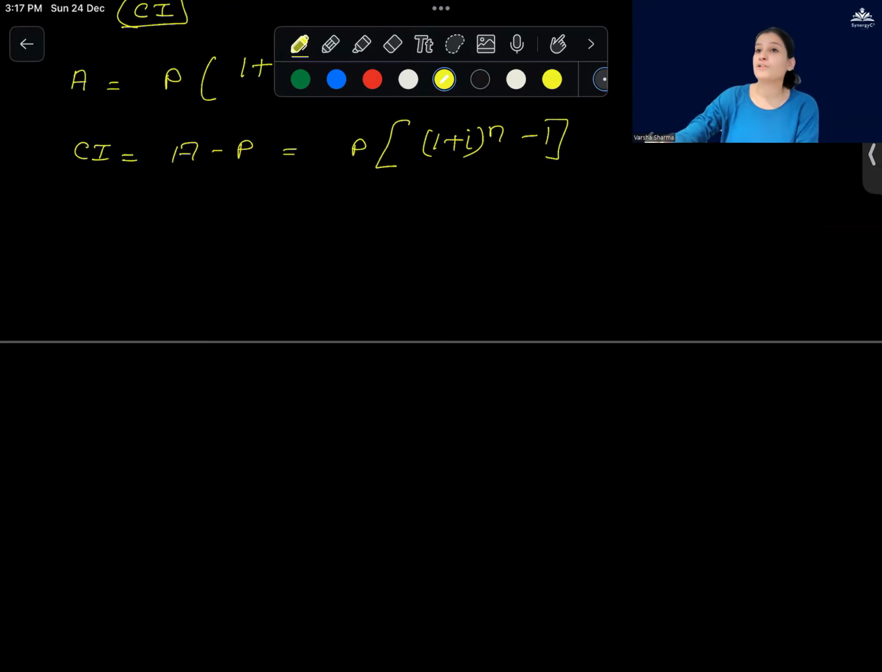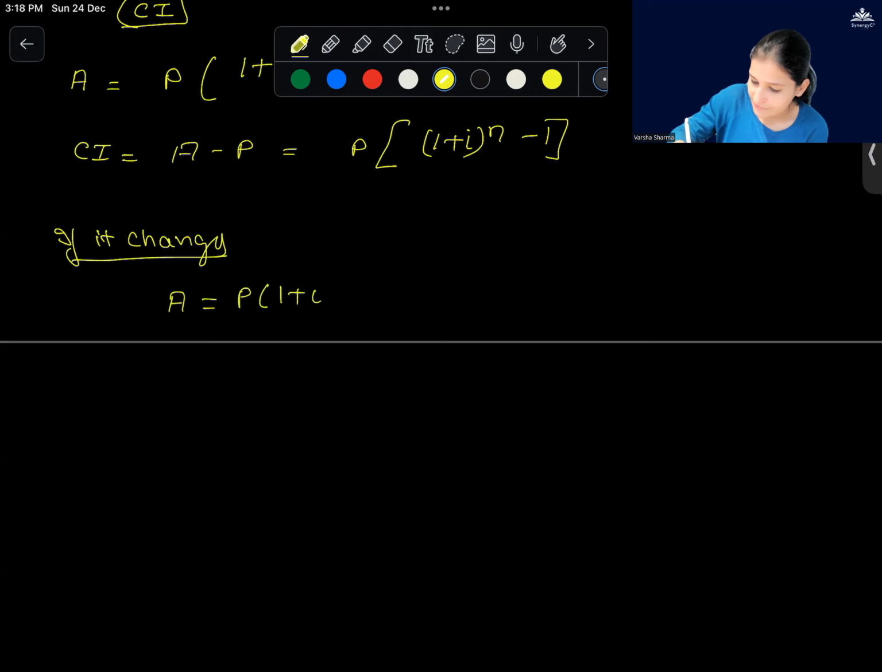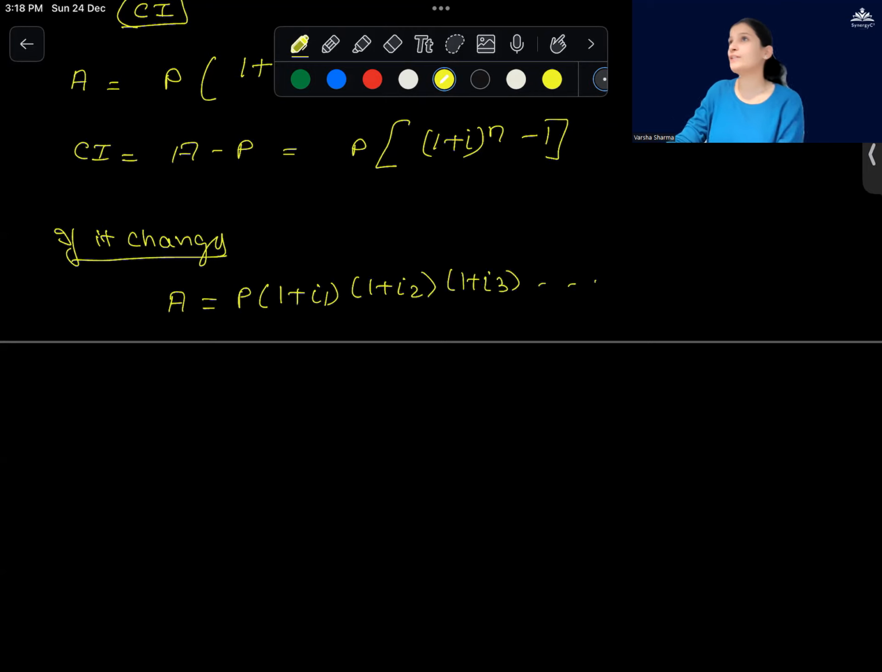Now, in case of compound interest, if the interest rate changes for subsequent years, for example, for the first year 2%, for the second year 3%, for the third year 4%, then in that case, if it changes every year, the amount will be P(1 + i1)(1 + i2)(1 + i3), and so on.